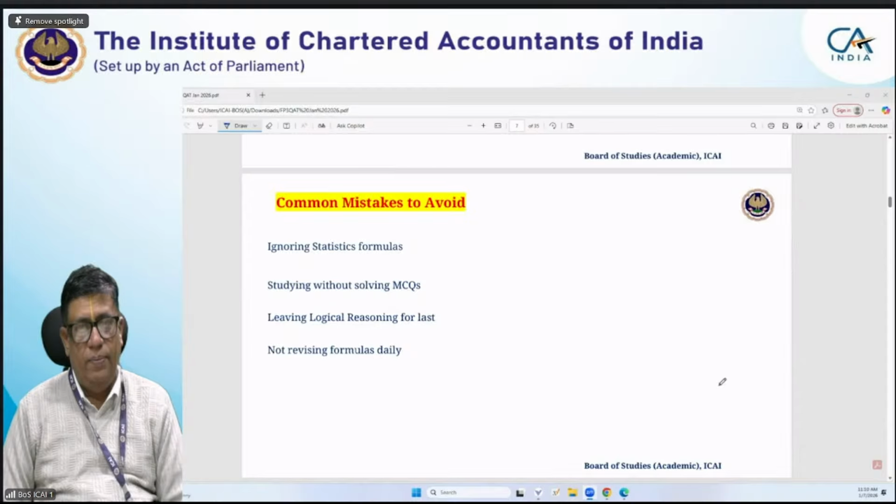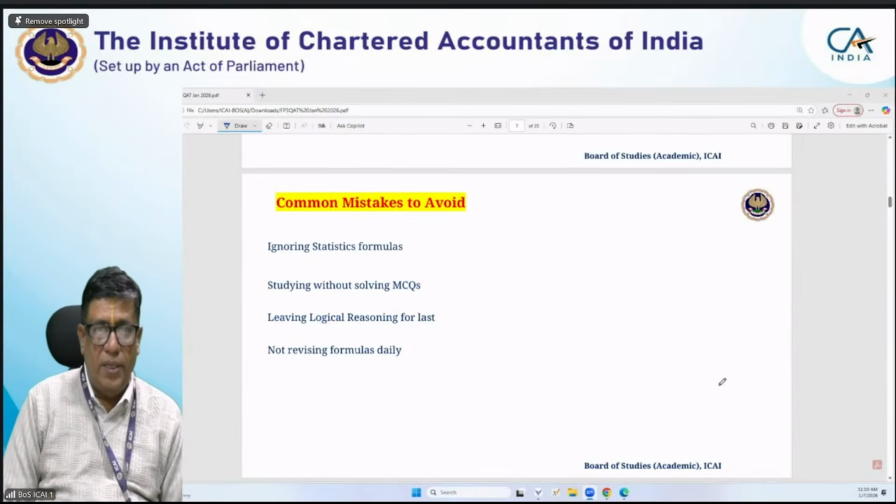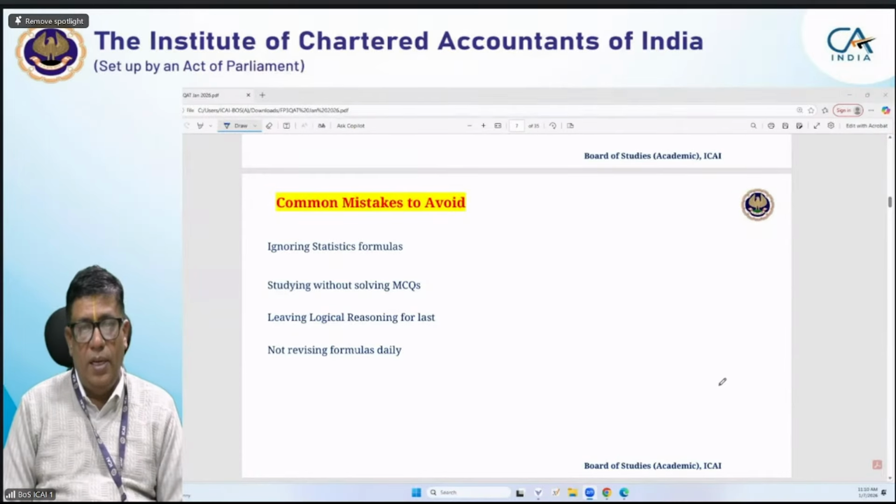Apart from that, what are the measures of dispersion, absolute measures of dispersion and relative measures of dispersion. Various kinds of measures of dispersion are given there: range, quartile deviation, mean deviation, standard deviation. These are all called the absolute measures of dispersion.